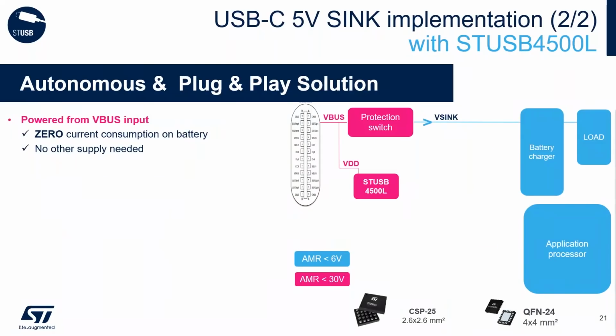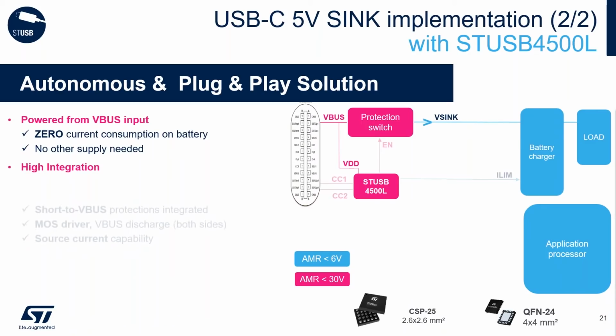Using ST-USB45L, which is designed in mixed signal high voltage technology, the IC is protected up to 28 volt. Therefore, it can be powered directly on VBus on source side, even if the battery is at 0% and if the MCU is unpowered.